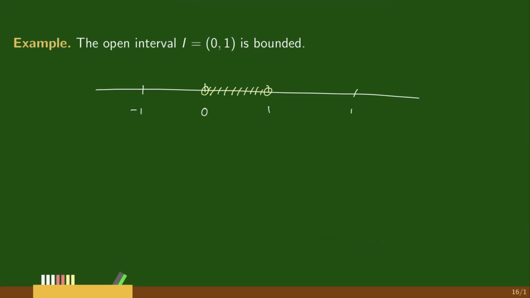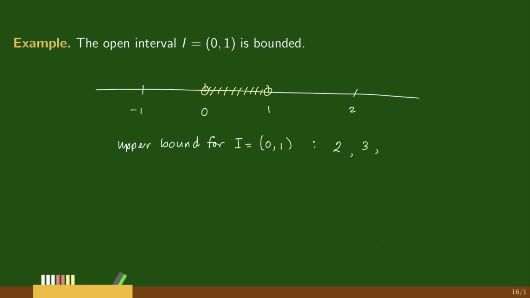Oh wait, this is 2. That was wrong. Can you give me an upper bound? Any upper bound? Go ahead, in the chat box, can you type any upper bound for this set? 2 is an upper bound. There are more. What else? 3 is an upper bound. In fact, any number greater than 2 is an upper bound.